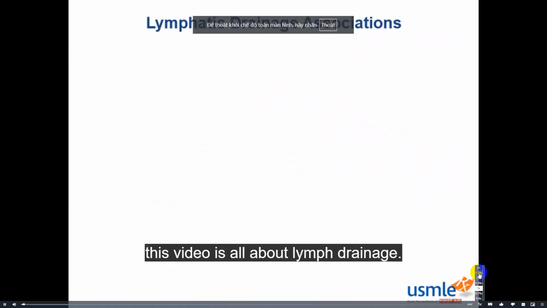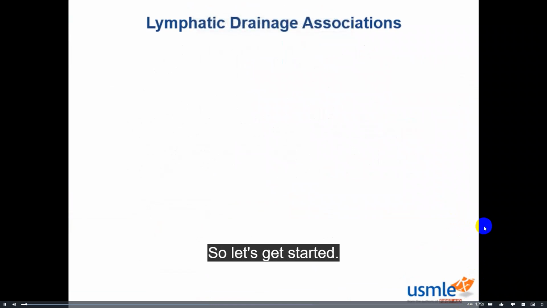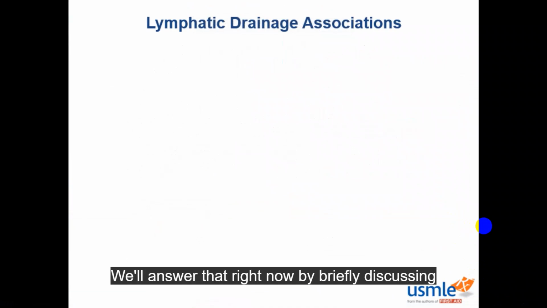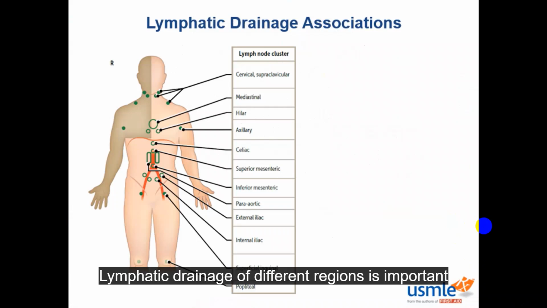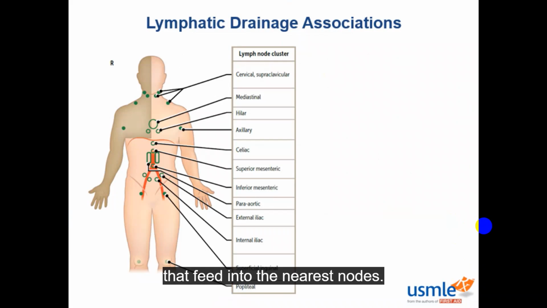Hi everyone. This video is all about lymph drainage, so let's get started. How does lymph flow throughout our bodies? We'll answer that right now by briefly discussing what parts of the body drain to which regional lymph nodes. Lymphatic drainage of different regions is important to know because it helps you identify potential locations of infections and malignancies and metastases that feed into the nearest nodes.